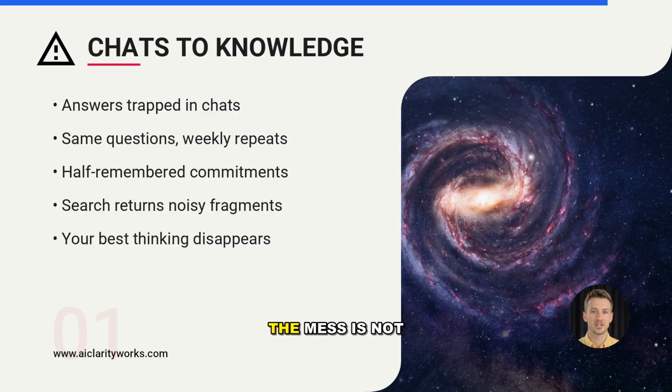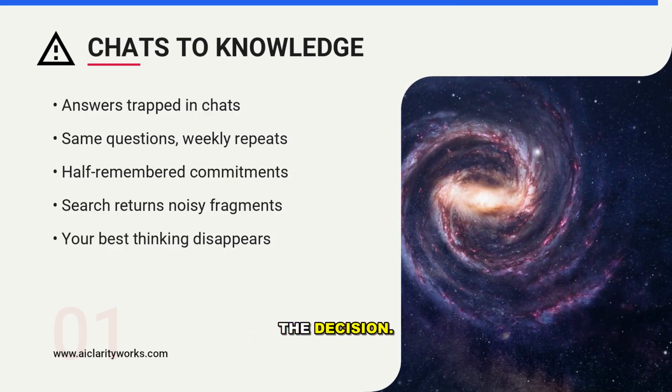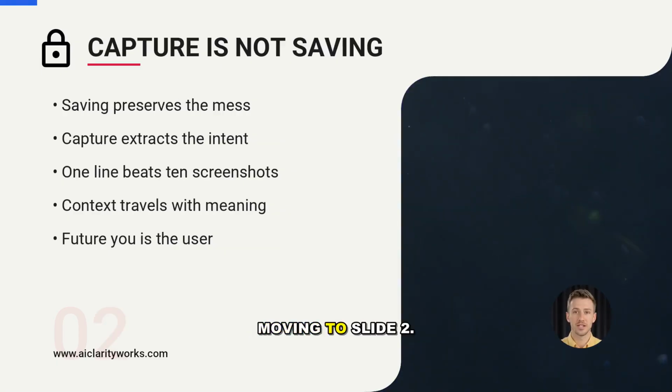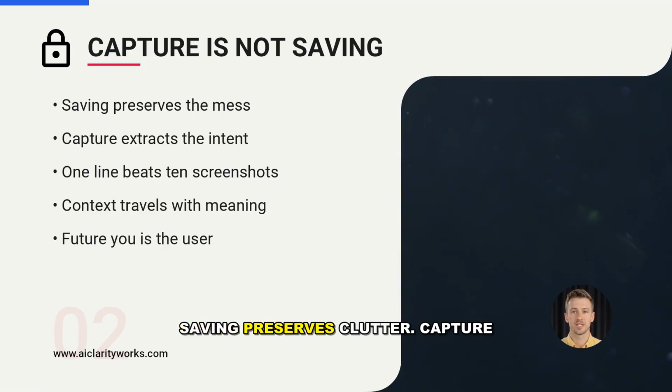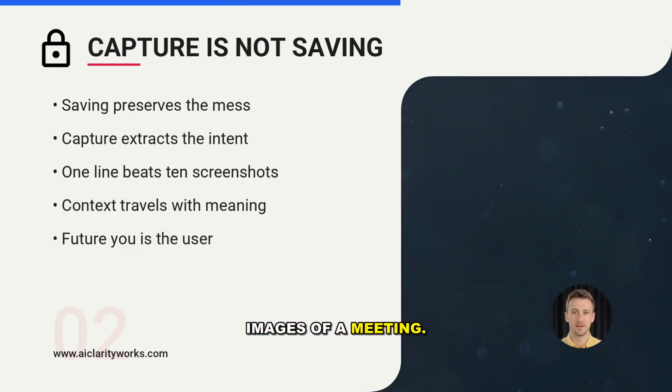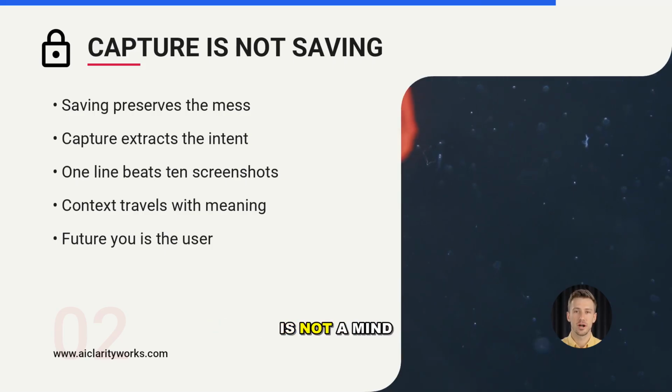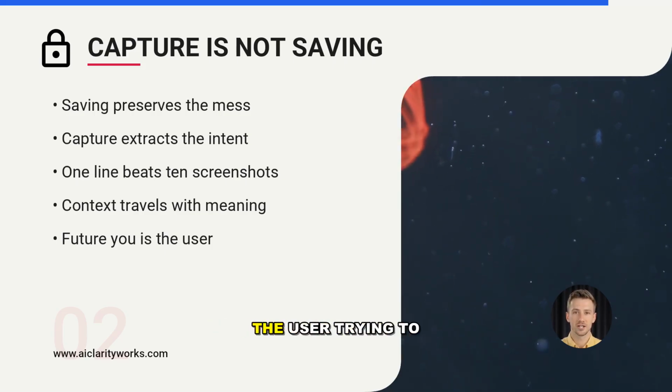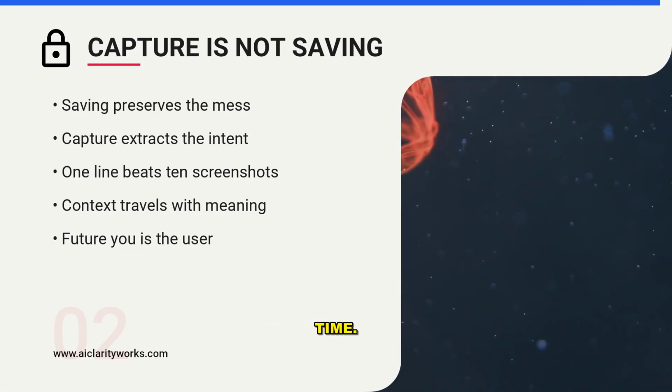And saving the mess is not the same as keeping the decision. Moving to slide 2. Saving preserves clutter. Capture extracts intent. A screenshot keeps pixels. A capture keeps meaning. One clean line like, "We chose X because it reduces support load," beats 10 images of a meeting. When you capture, you attach just enough context so the idea can travel. Because future you is not a mind reader. Future you is the user trying to ship work with limited time.